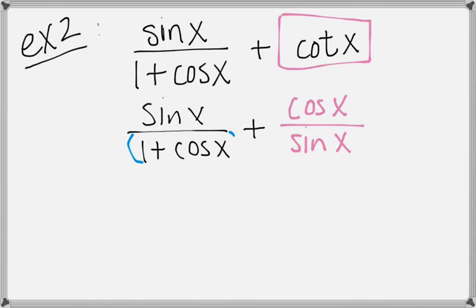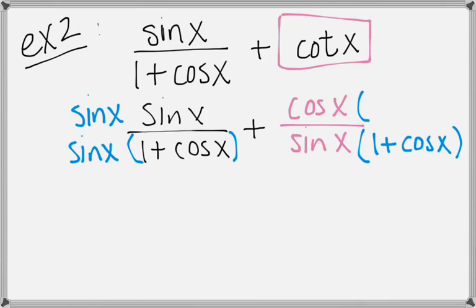So someone said multiply by the sine of x. But I can't just change the denominator, right? I have to multiply both the denominator and the numerator by the same thing. So I'm going to get the same denominator over here on my originally black fraction. But to make the denominator the same on the other one, what do I need to multiply by here? 1 plus the cosine of x. It's okay. 1 plus the cosine of x.